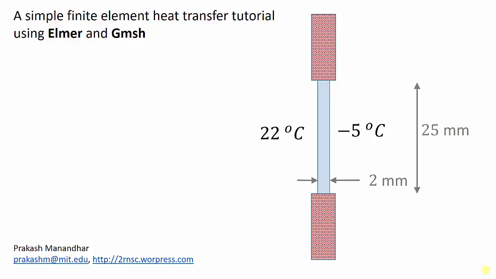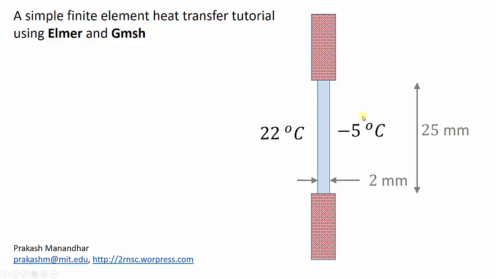Today we are going to do a simple finite element heat transfer tutorial, and I'll be using the open source programs Elmer and Gmsh. And I'm using this very simple geometry to start with. We have a wall with a glass window, and the window is 2 millimeters wide and 25 millimeters tall, and this is just a cross section, so the depth of this figure could be anything.